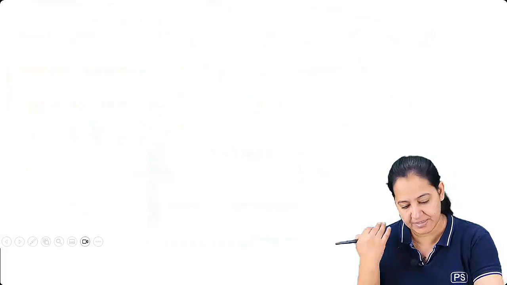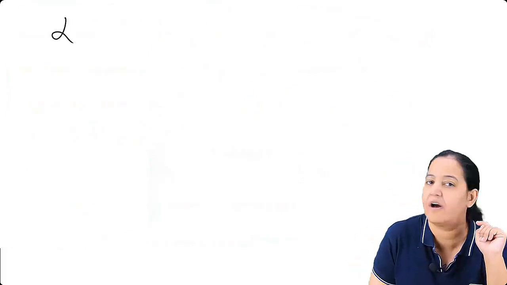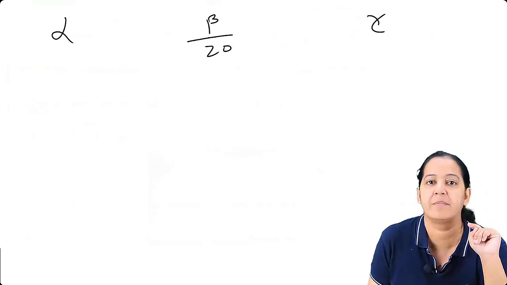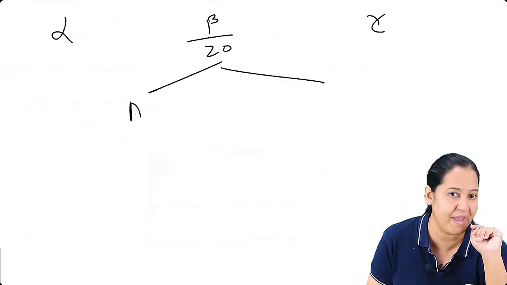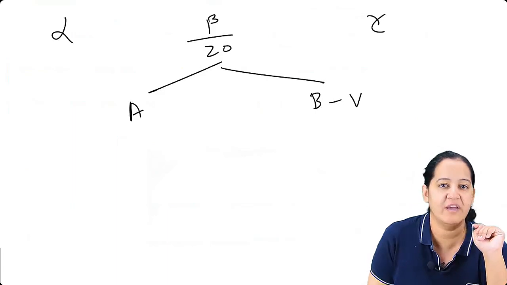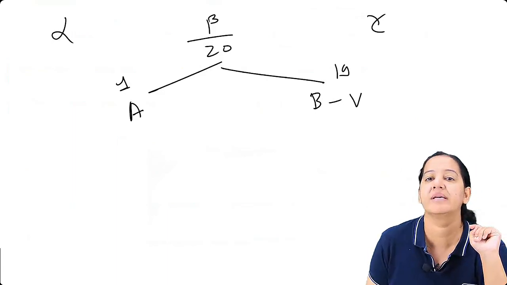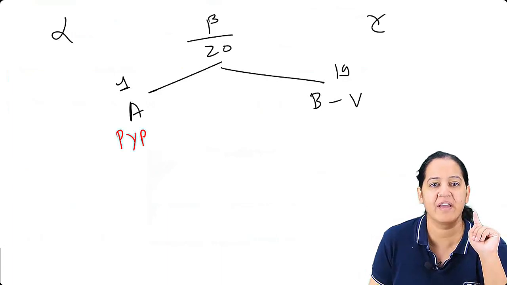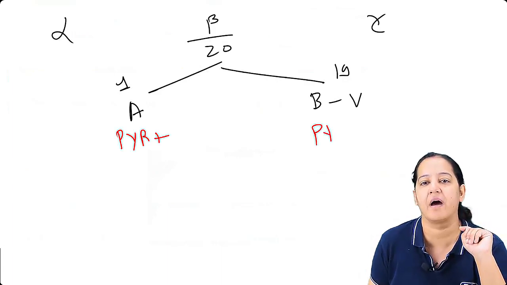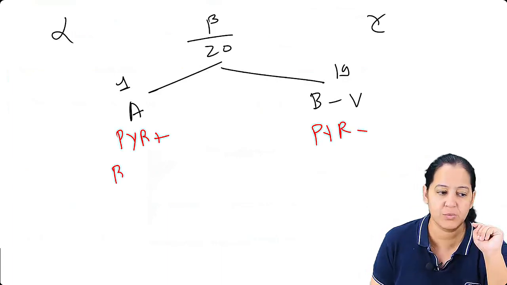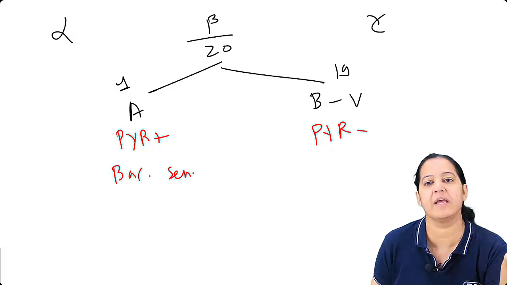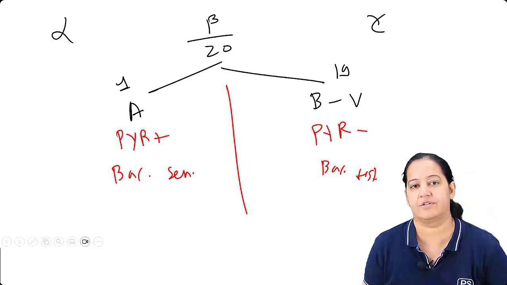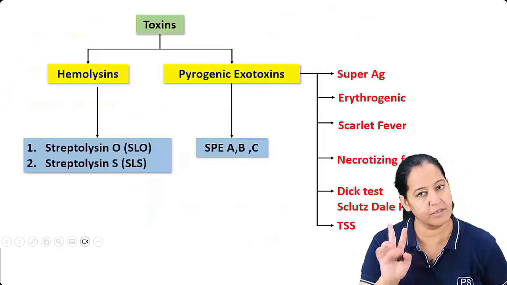So I am summarizing. I am teaching you not alpha, not gamma, I am teaching you beta Streptococcus, which are of 20 types. I have split the 20 into 2 groups, group A and group B to V. Here we have 1, here we have the remaining 19. I told you 2 properties. Only A is PYR positive, the remaining all are PYR negative. Only this one is bacitracin sensitive, the remaining all are bacitracin resistant. Please understand it and learn it. Learn the two unique properties.